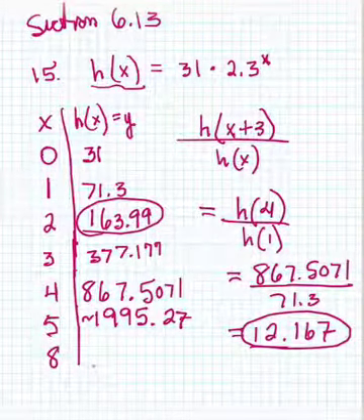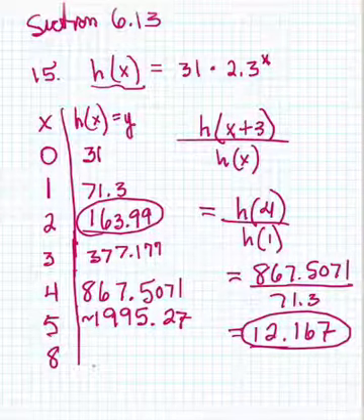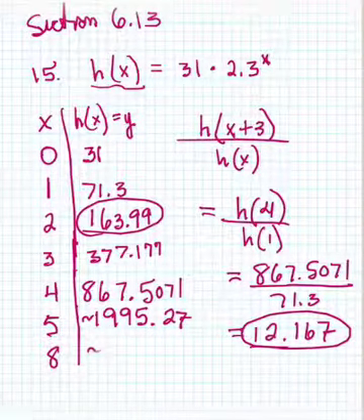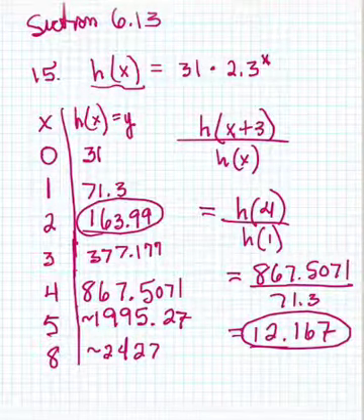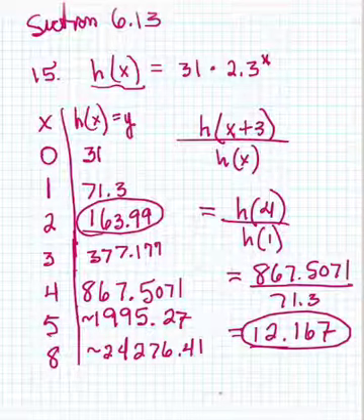Now I go up again by that. To go from 5 to 8, it's going up by 3, so I'm going to multiply that by 12.167 again. All right, and I'm going to get about 24,276.41. Right around there.